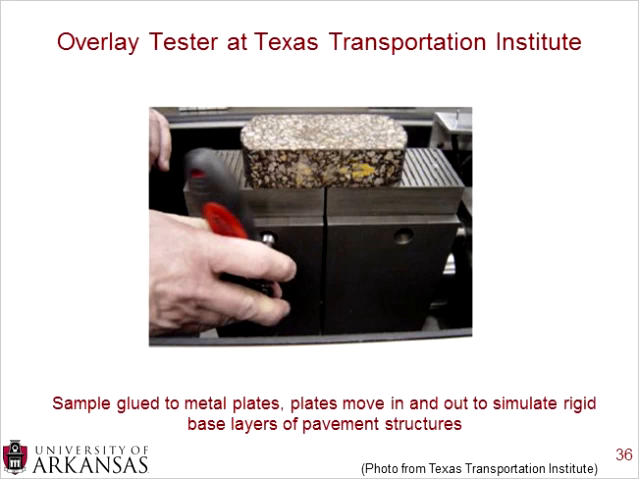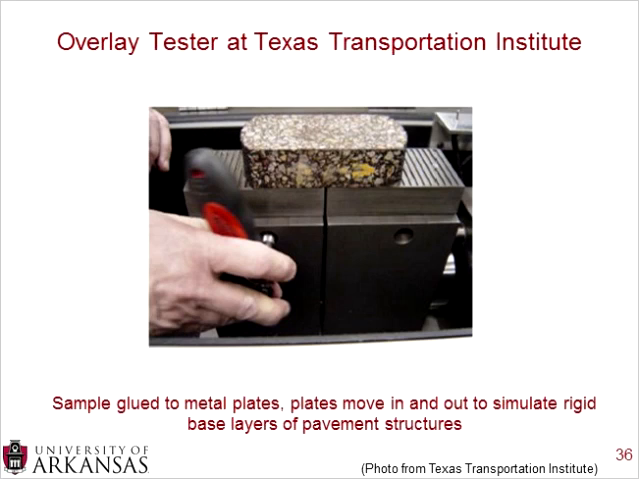Another test that you may be familiar with is the overlay tester, and this was developed at the Texas Transportation Institute. And this is where you simply glue asphalt sample to metal plates, as seen in that picture, and the plates move in and out. So this is a complete horizontal direction. There's no vertical movement. The sample just moves, the plates just move in and out. And what that does is it simulates the rigid base layers of a pavement structure.